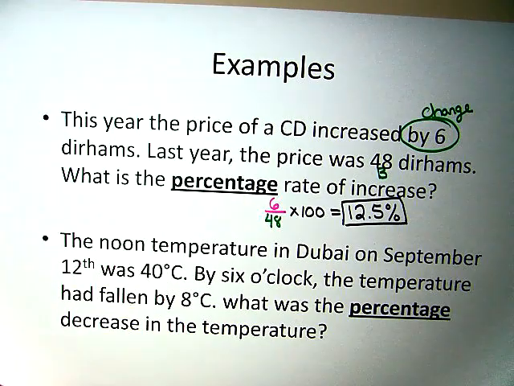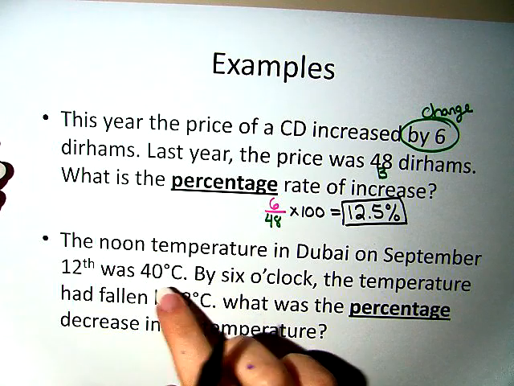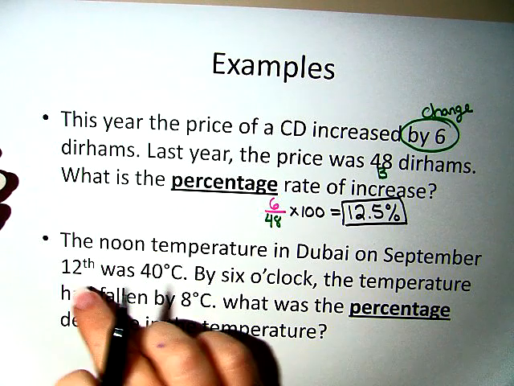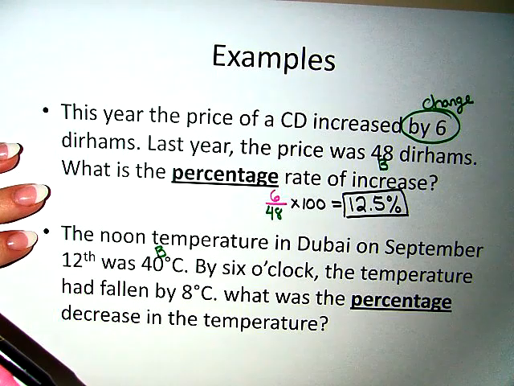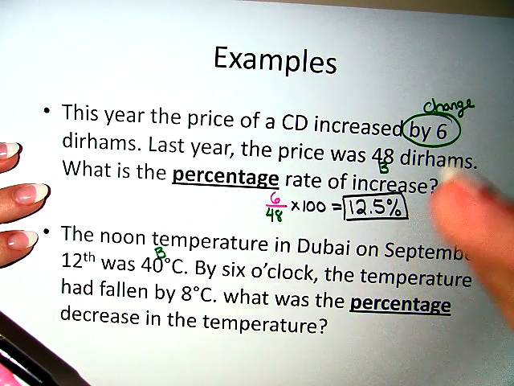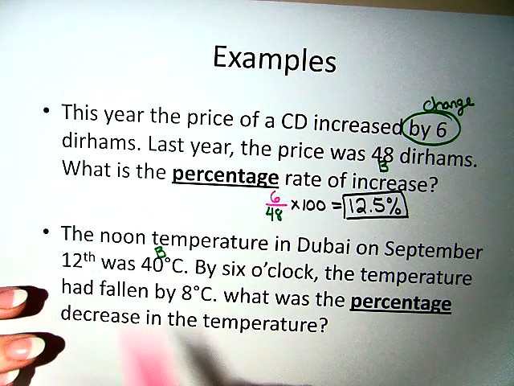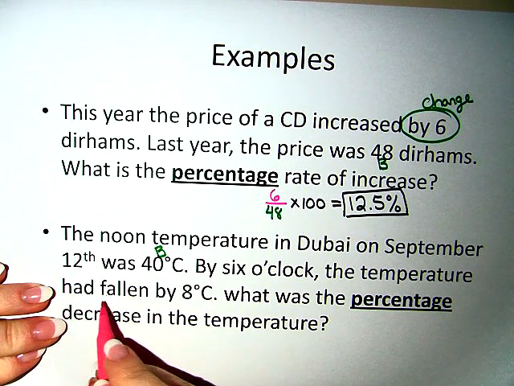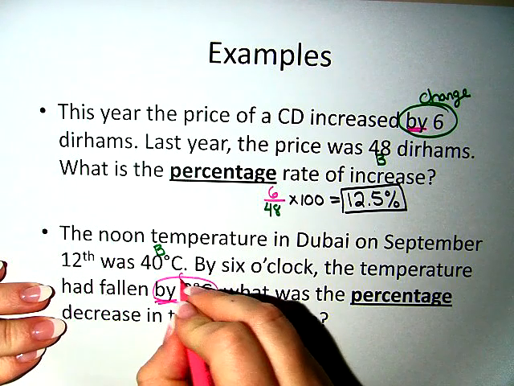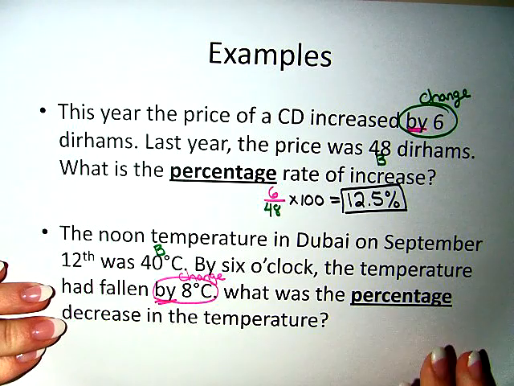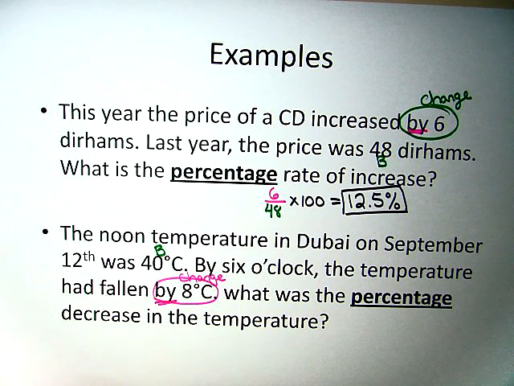Okay, last one. The noon temperature in Dubai on September 12th was 40 degrees Celsius. By 6 o'clock, okay, so that means that this is my base number because it was the original or starting number. By 6 o'clock, so later, the temperature had fallen by 8 degrees Celsius. Now, does that mean that it had fallen to? No, because it uses this word, by, just like here, this is our change. It's not the new amount, it's just the amount of difference. What was the percentage decrease in the temperature?